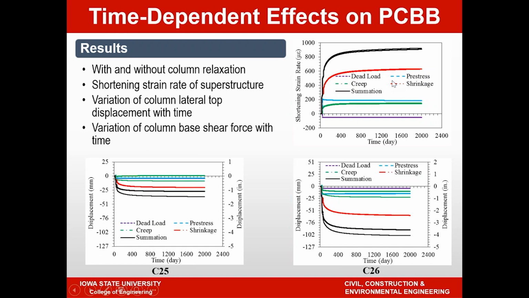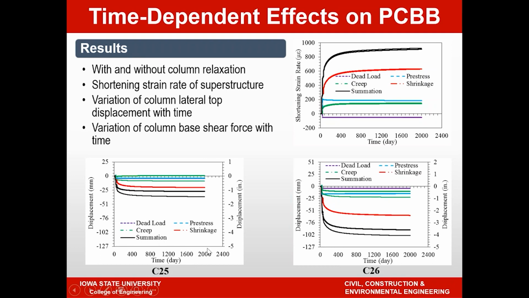So it shows you the dead load curve, that's the purple line here, then the creep strain, the shrinkage strains, and the pre-stress strain. The red curve is the shrinkage. So shrinkage effects are pretty significant in most cases. This is a shrinkage of the superstructure, and then the black line shows the total effects. So if you, for example, look at a total shortening strain rate of, in this case, 900 plus micro strain is what you're expecting at the age of about 2,000 days, and all of our analyses were performed for time equals 0 to 2,000.